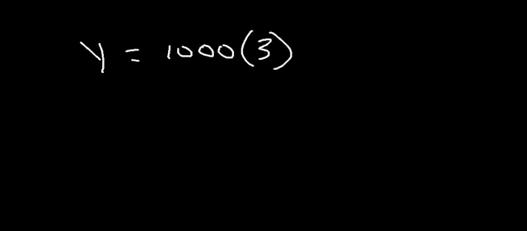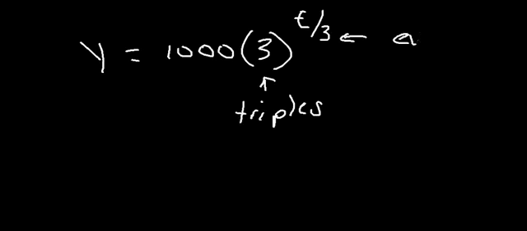But now let's say the bacteria colony triples every 3 hours. Let's say the initial population is still 1,000. But if it triples every 3 hours, we need to put a 3 here because it triples. And it's going to be t divided by 3 in the exponent because it triples. This is for every 3 hours.